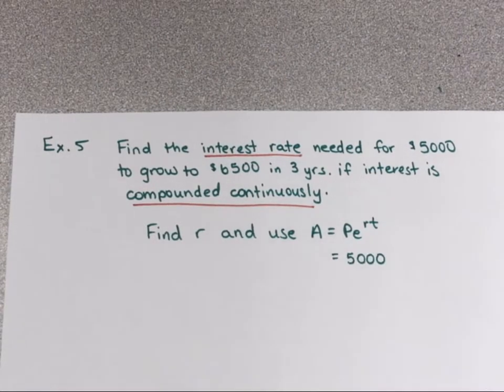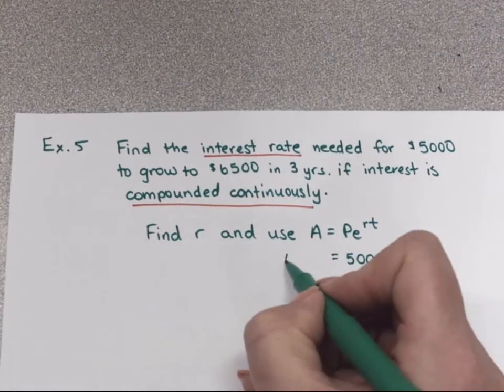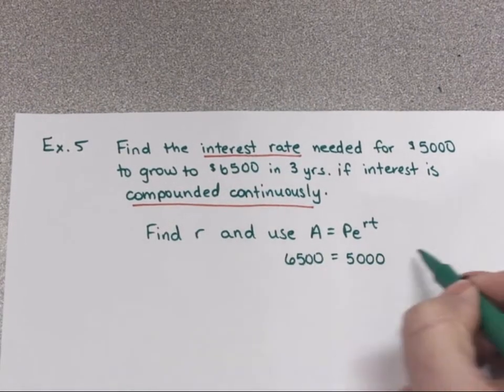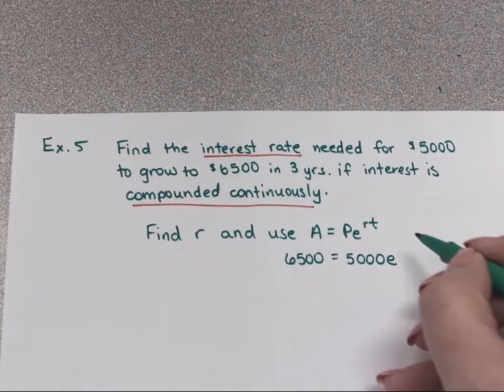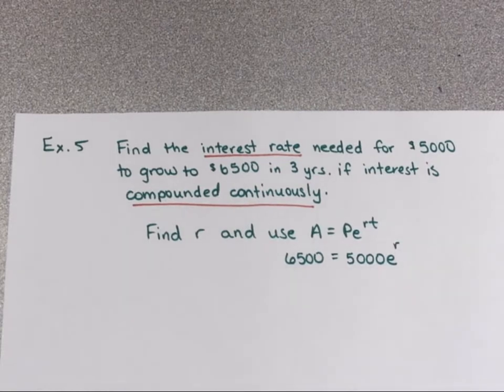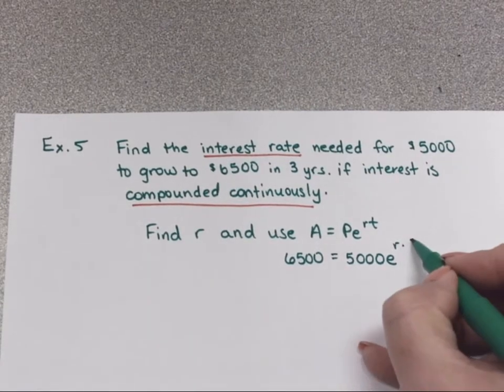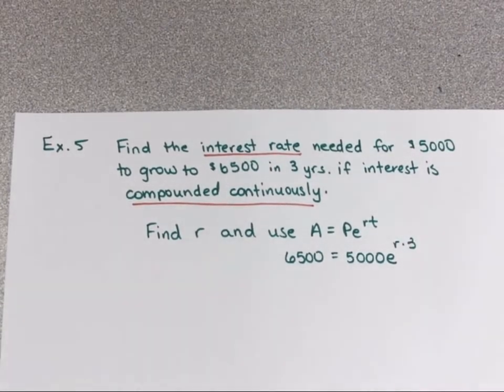5,000 is your beginning amount, right? What's your ending amount? 6,500, so we'll put that in too. E is just that 2.718 blah, blah, blah number. Nothing ever goes in for E. And then I'm going to leave R alone because that's actually what I want to find. And then I'm going to multiply by 3.